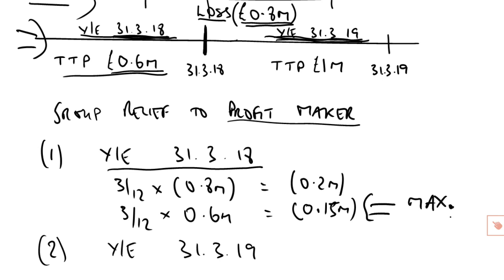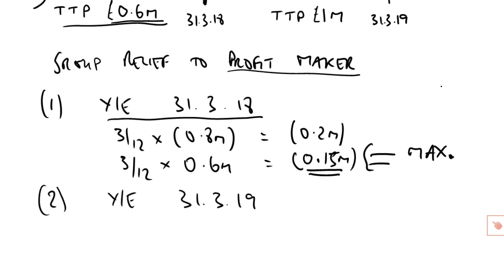So the maximum amount of the loss of the year ended December 18 of the loss maker that may be group relieved against the profits of the profit-making period, year ended March 18, is £150,000. So whichever is the lower of the two figures, the amount of loss available to surrender or the amount of profit available to be relieved, that lower figure represents the maximum amount of group relief available.